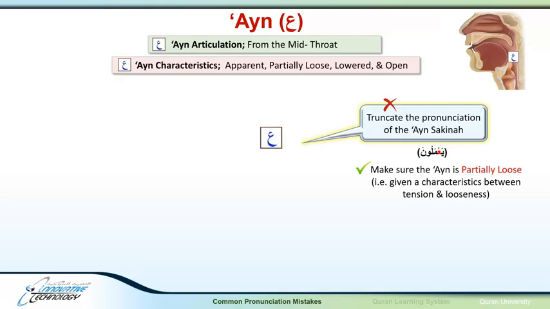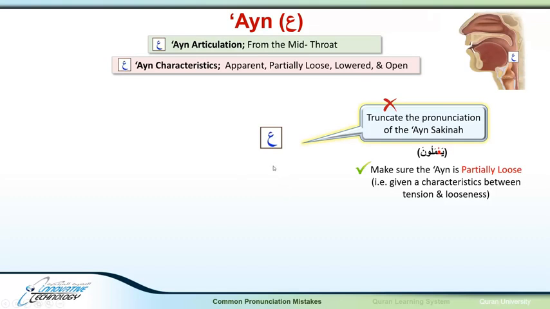And the reason is the ain is partially loose. It is not so short and it's not so long. It's in between. It has what we call the characteristics between tension and looseness, and the ain accordingly should be flowing there and should be apparent. If we really make it so tense and so short, it would sound as if it is a hamza. This is wrong.